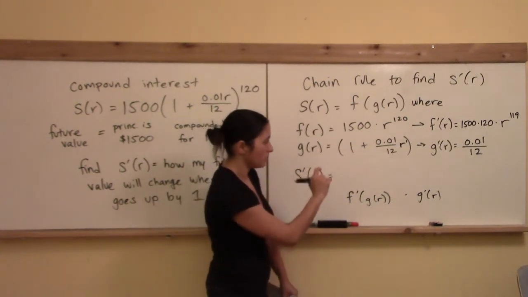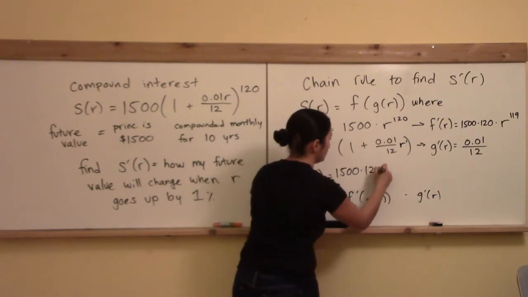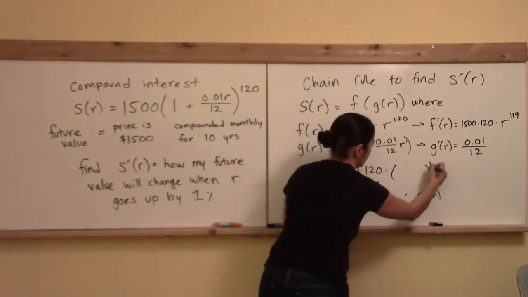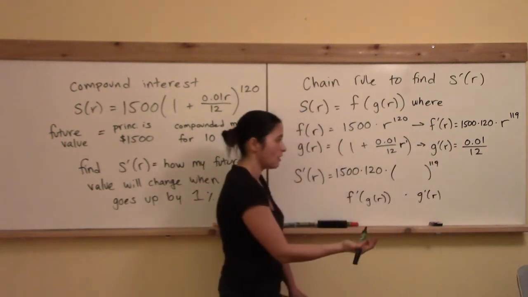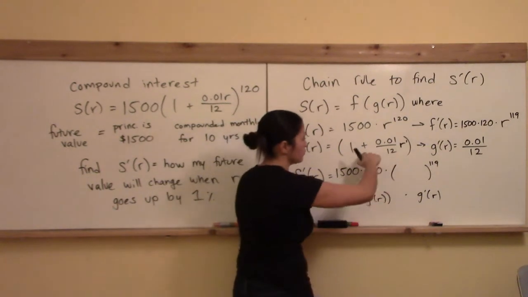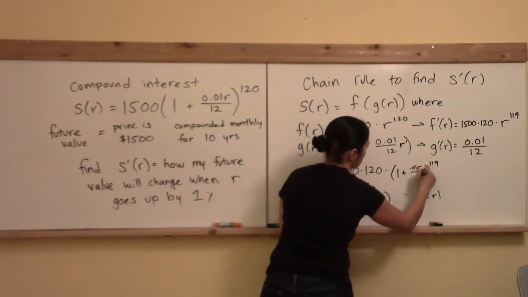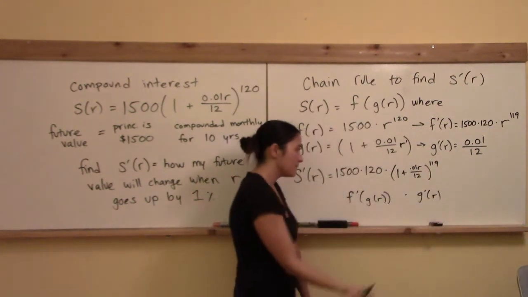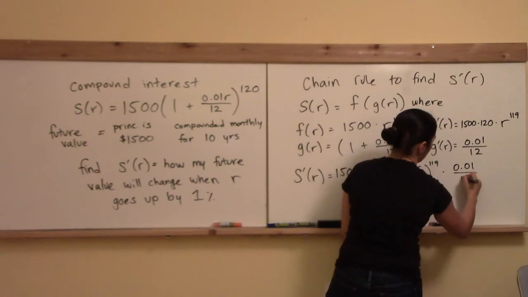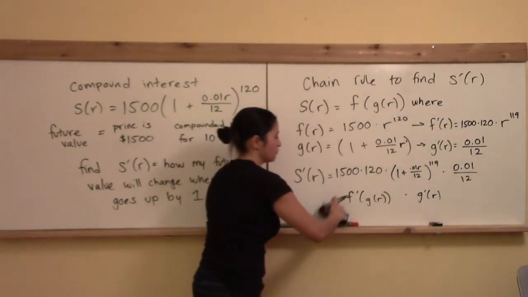Okay, so the f prime right there is 1500 times 120 times stuff to the 119. Remember, you don't want to put the r there. You want to reserve a set of parentheses, and then you're going to throw in the g right inside the parentheses just like that. Then you're going to times it by g prime, which is that ratio right there. And there you go. That's the long ways of your derivative.